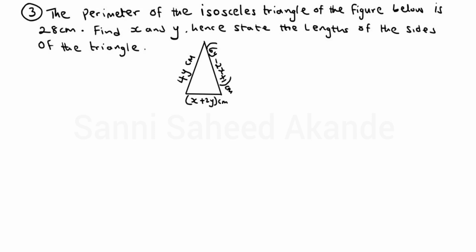Now let's look at this example 3 as well. The question says the perimeter of the isosceles triangle of the figure below is 28 centimeter. Find x and y. Hence, state the length of the sides of the triangle. Now let's solve this question together. Solution.